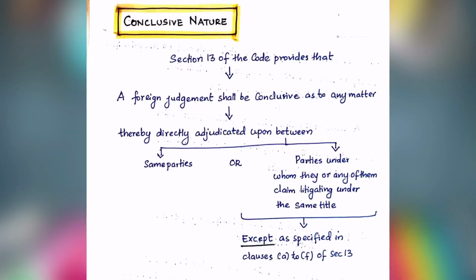Now let's discuss its conclusive nature. Section 13 of the Code provides that a foreign judgment shall be conclusive as to any matter thereby directly adjudicated upon between the same parties, or parties under whom they or any of them claim litigating under the same title, except as specified in clauses A to F of Section 13.